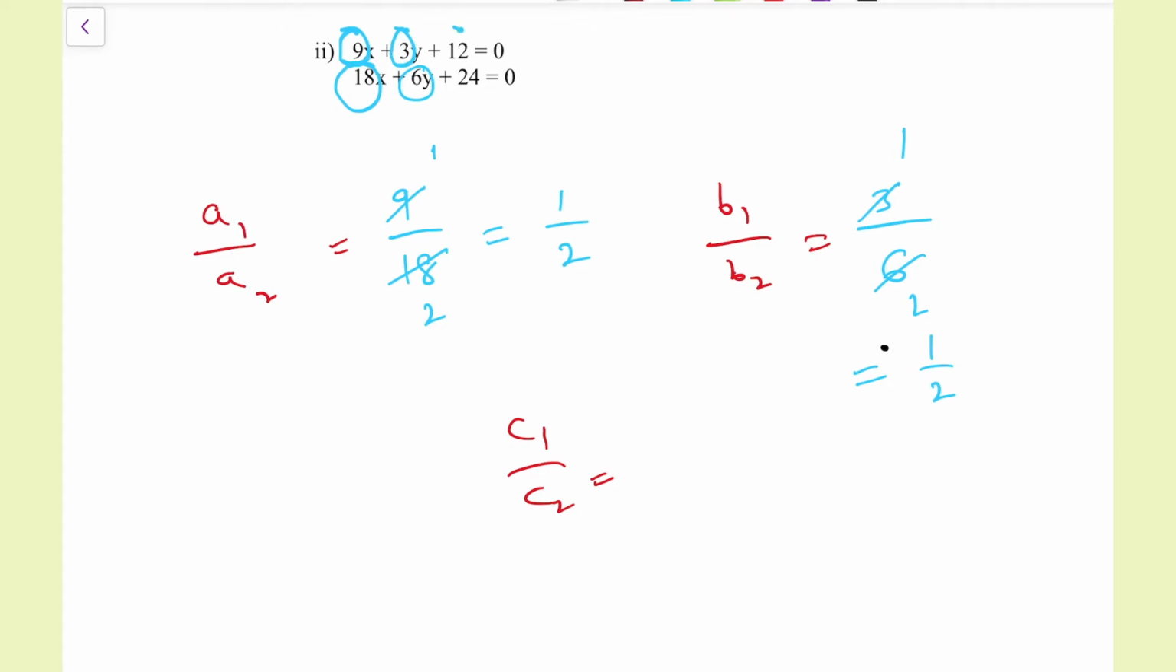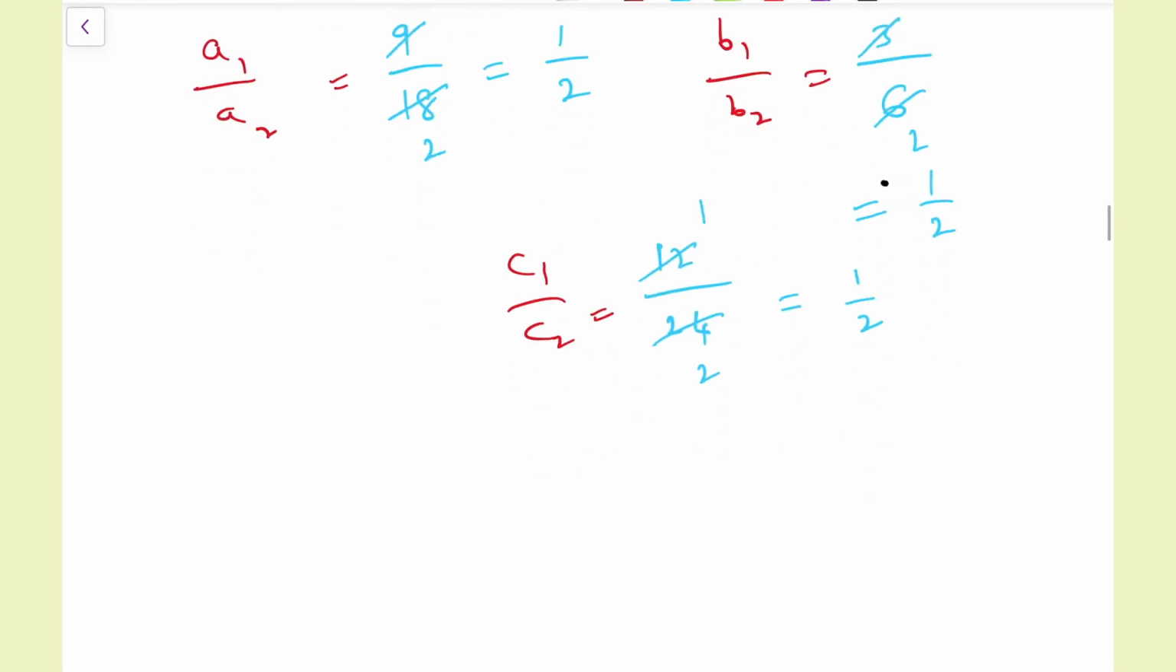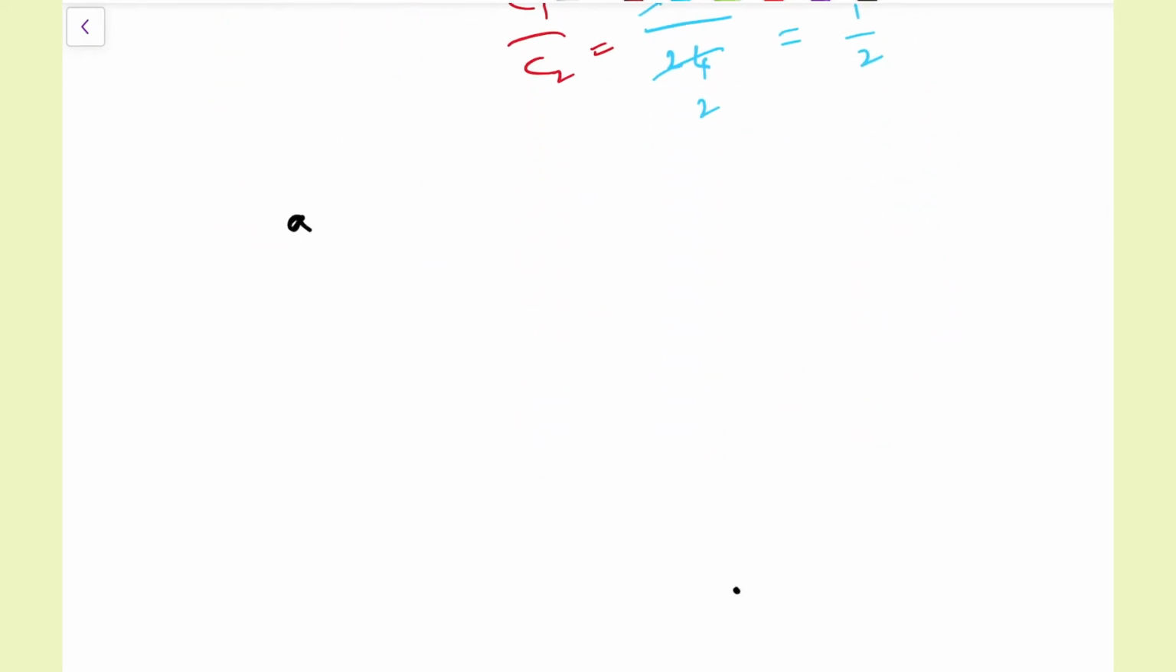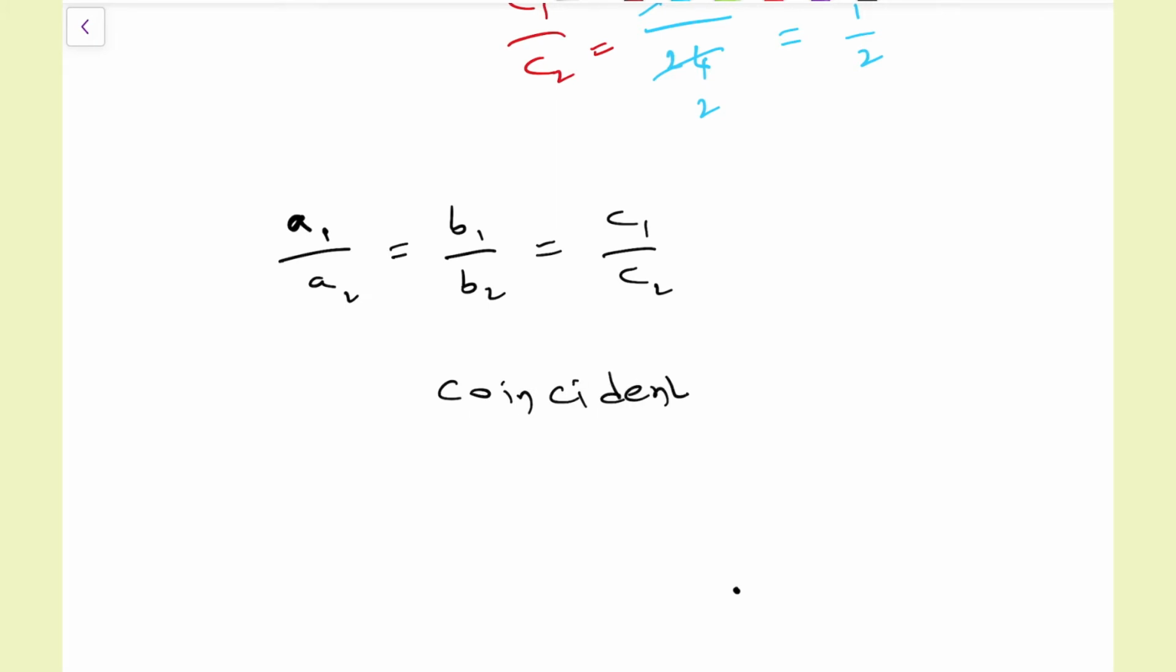C1 by C2, the constant in the first equation is 12 and the constant in the second equation is 24, so 12 by 24 is 1 by 2. Now if you observe these three, A1 by A2, B1 by B2, C1 by C2, all are equal. So we can write A1 by A2 equals B1 by B2 equals C1 by C2. If A1 by A2 equals B1 by B2 equals C1 by C2, then those lines are coincident lines.